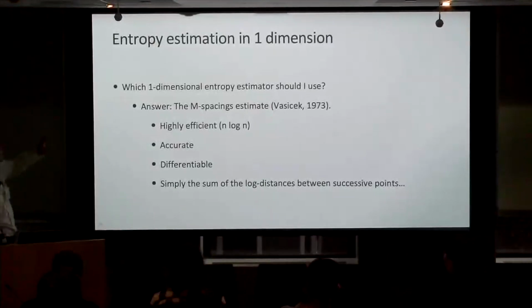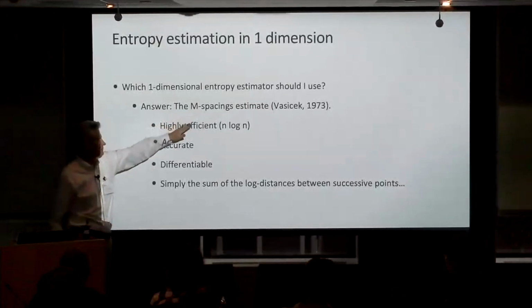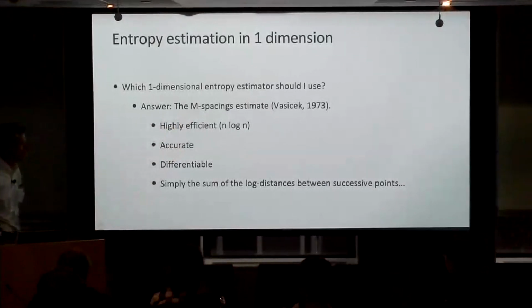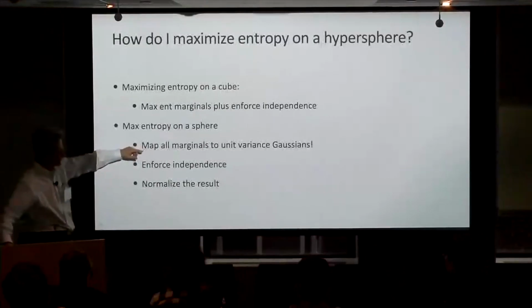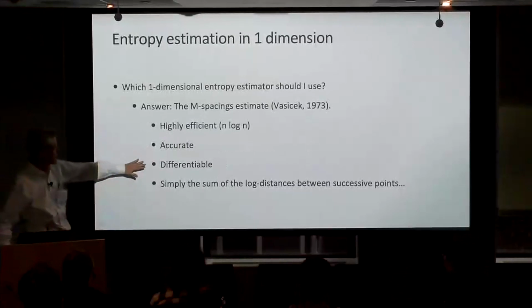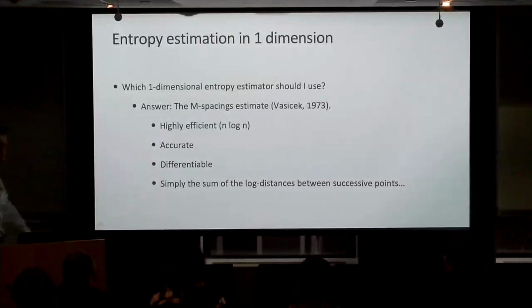So I'll just say, if you didn't learn anything else from this, I recommend you look up the M spacing's entropy estimate. It's much better than almost everything that's used in the machine learning literature. It's from 1973 by Aldrich Vazicek. So check it out. It's highly efficient in the statistical sense. It's accurate and it's differentiable. It's super simple to implement.